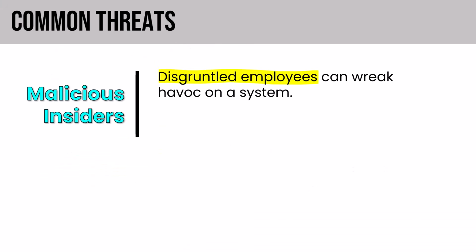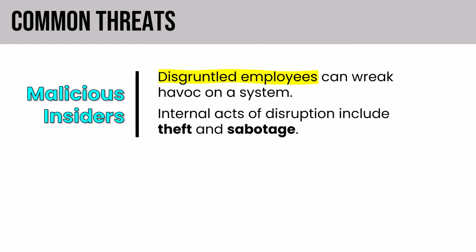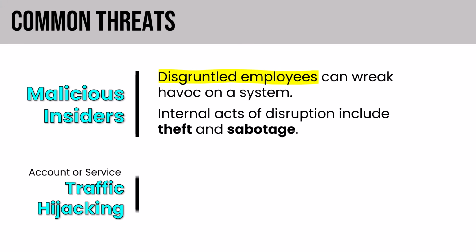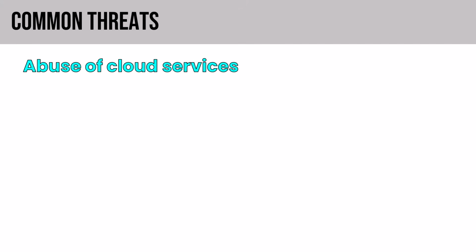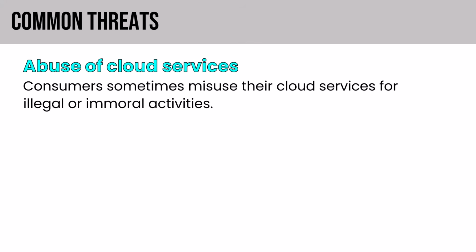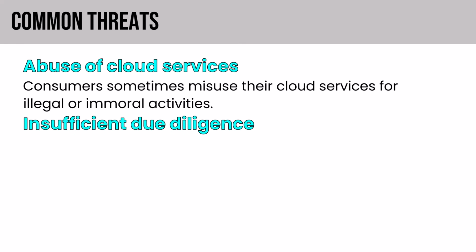So malicious insiders. These are disgruntled employees that can wreak havoc on a system. Internal acts of disruption may include theft or sabotage, so sabotage being intentional destruction. And then there's traffic hijacking, when attacks are designed to steal or wedge themselves into the middle of a conversation in order to gain control. Abuse of cloud services. Sometimes customers misuse their cloud services for illegal or immoral activities.